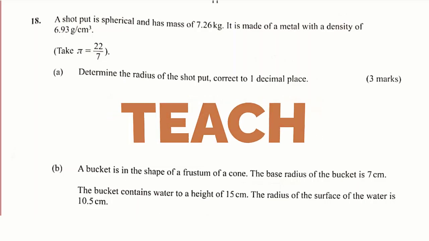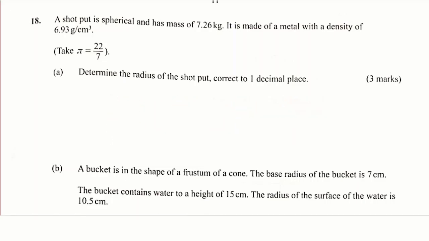Question number 18. A shot put is spherical and has a mass of 7.26 kilograms. It is made of a metal with a density of 6.93 grams per centimeters cubed. Take pi to be 22/7. A. Determine the radius of the shot put correct to 1 decimal place.